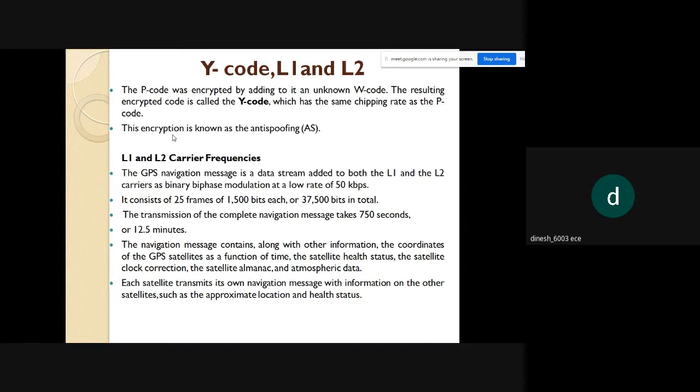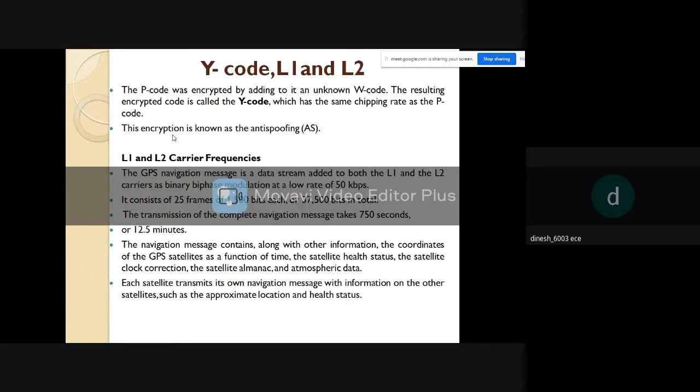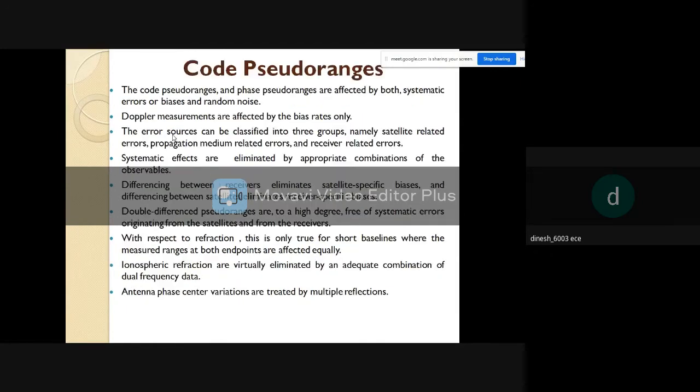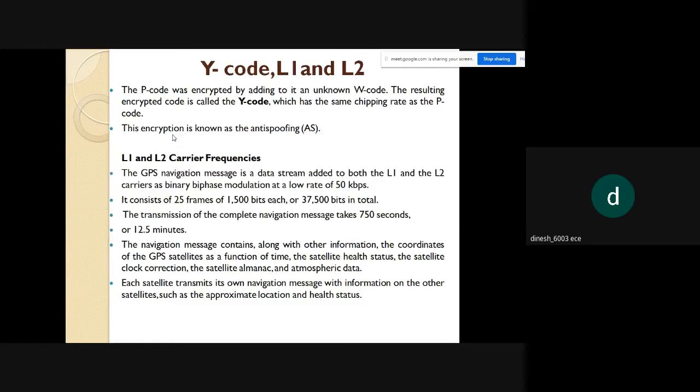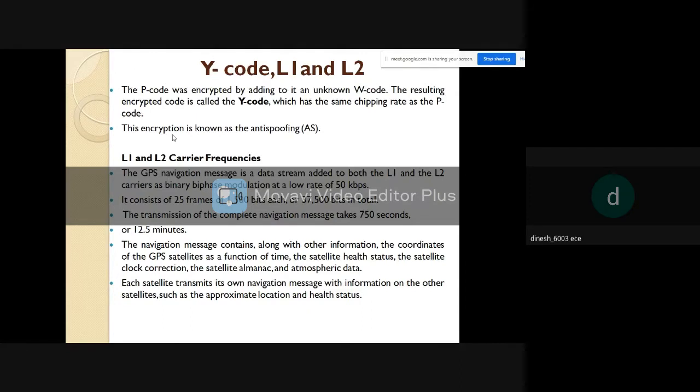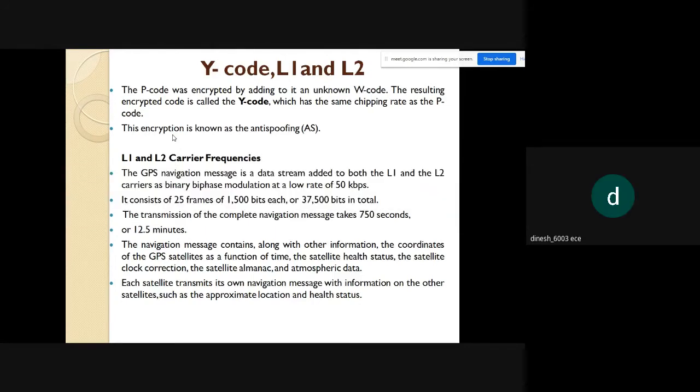So now let us see the L1 and L2 frequencies of this GPS satellite structure. Where do we use this L1 and where do we use this L2? So the GPS navigation message is always a data stream that is added to the L1 and L2 carriers as a binary biphase modulation, with a data rate as low as 50 kilobits per second. So always the modulation scheme used is binary biphase modulation.